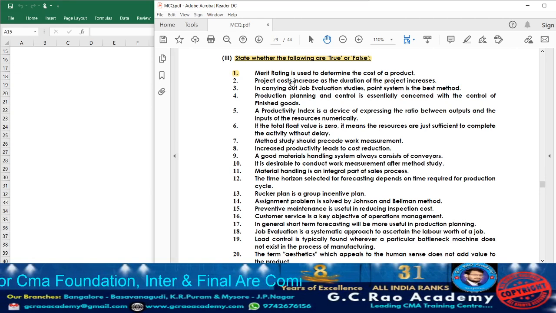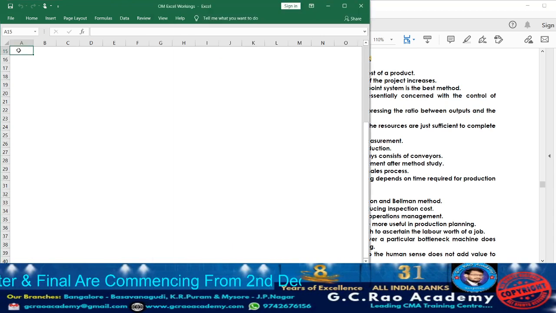Because what is the reason? Merit rating is one of the methods of job evaluation. So accordingly, the statement is wrong. So just you can take down 1, false.